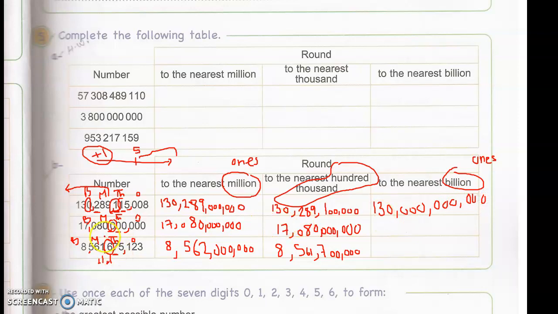The second one. The ones digit in the billions family is 7. Circle it and underline 0. 0 is less than 5, so 7 stays the same. 7 stays the same and we stop, then we will convert them to zeros. So 17 billion.